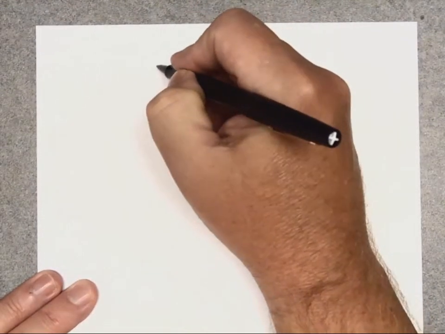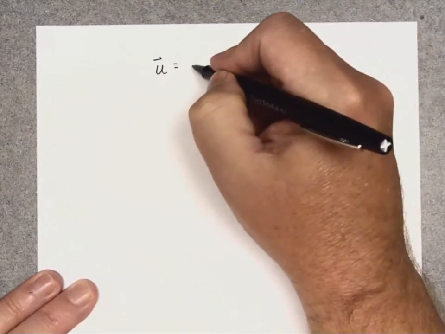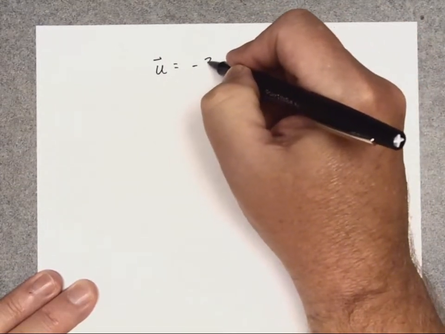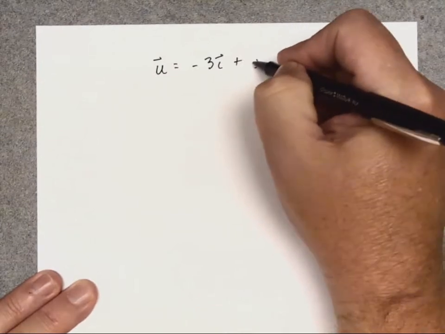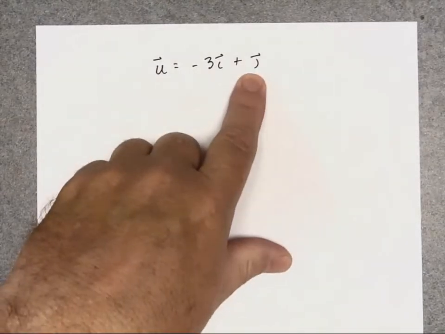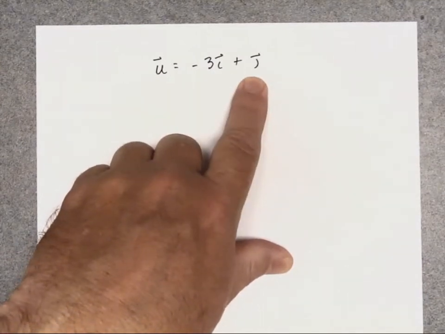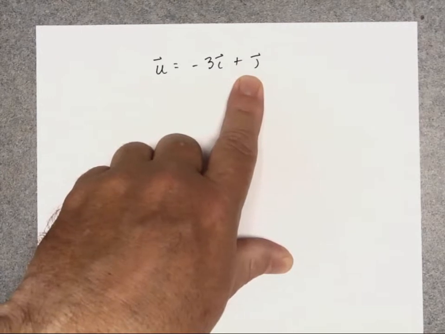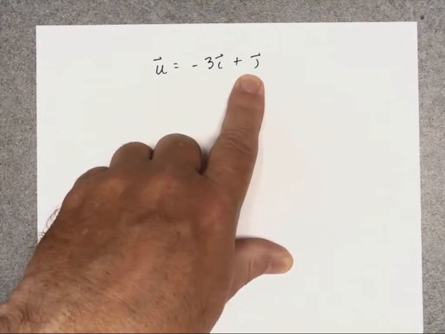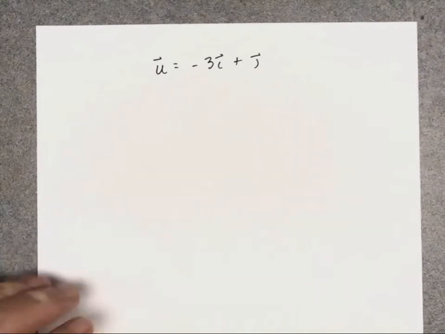So let's say we have a vector u, and I'm going to say the vector u is minus 3i plus j. If you wonder what the x and the y part is, we'd say the x part is minus 3. The y part, I don't see a number there. Well, if you don't see a number there, there's really the number 1 there, right? So the j part would be 1. So we've got a vector with x minus 3 and y 1.